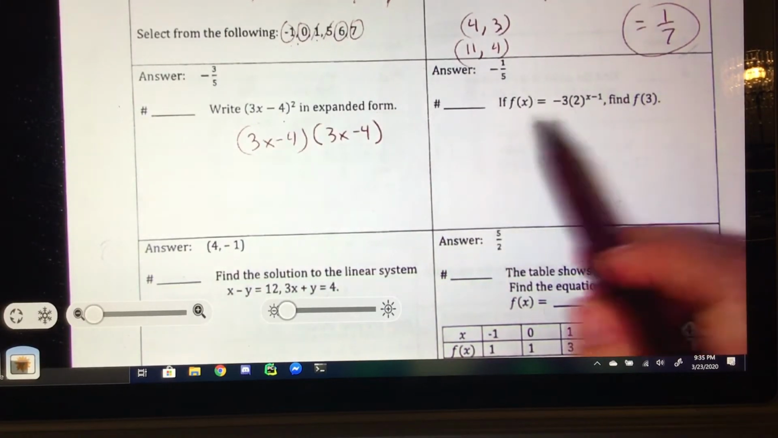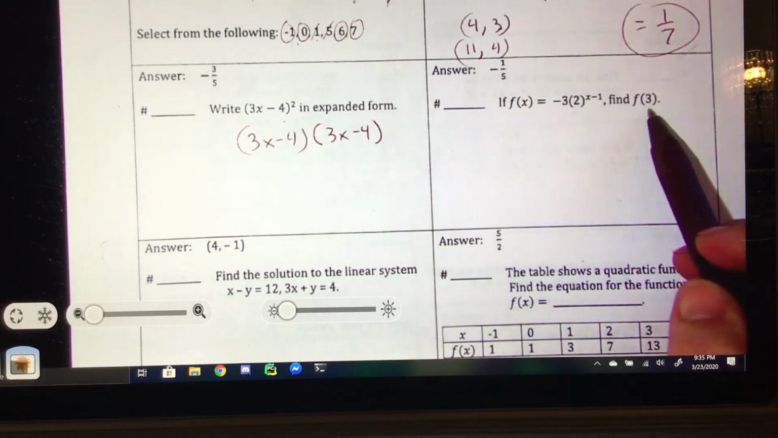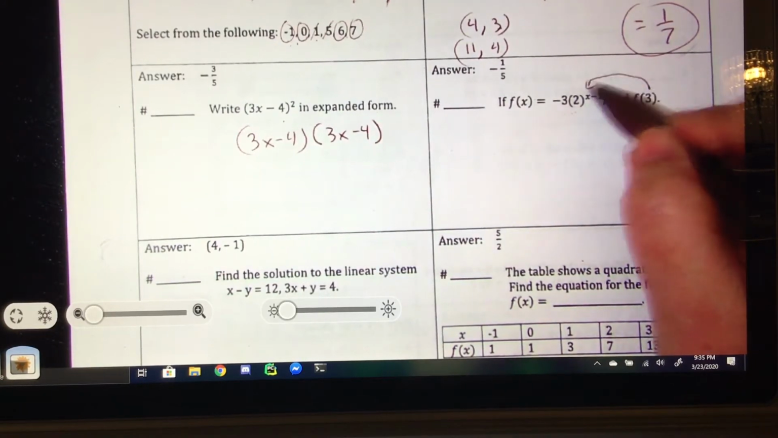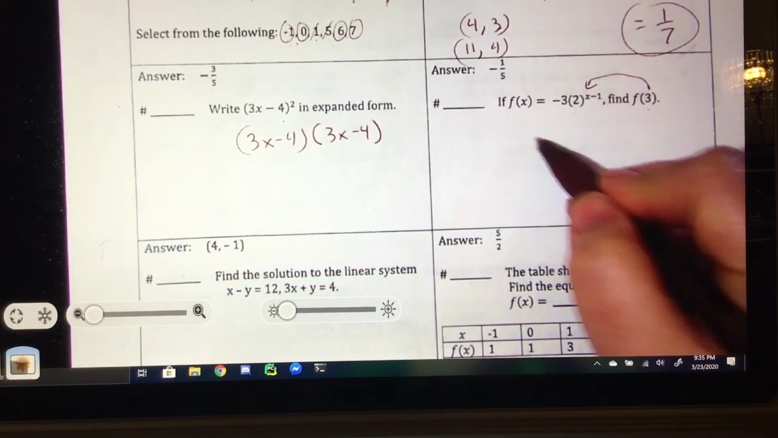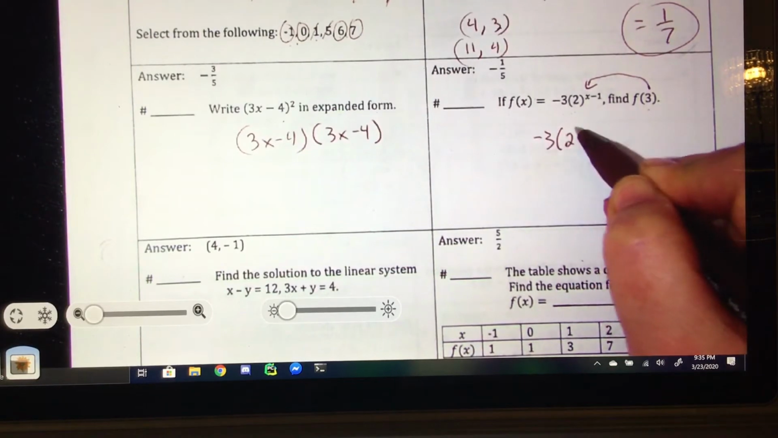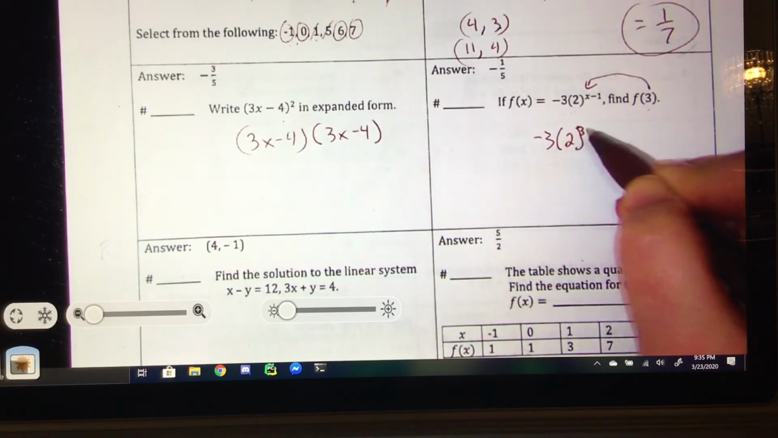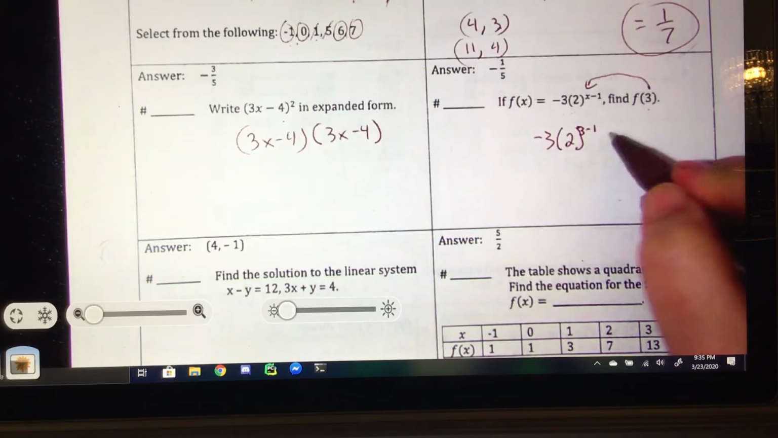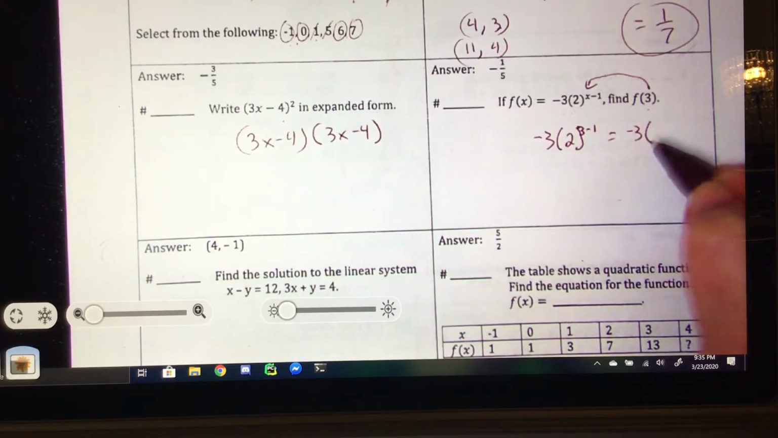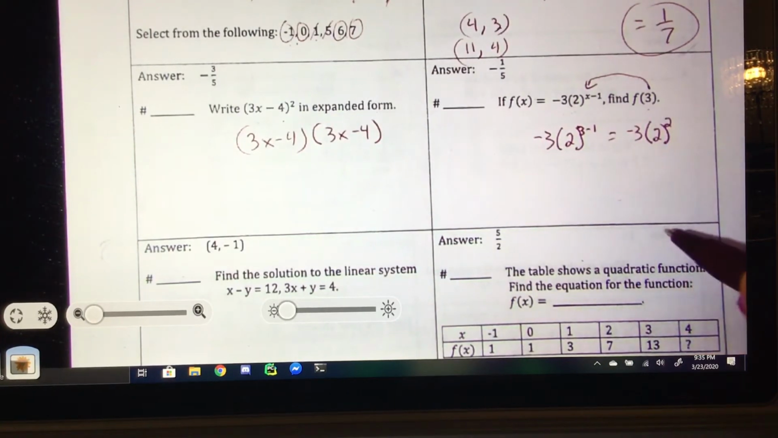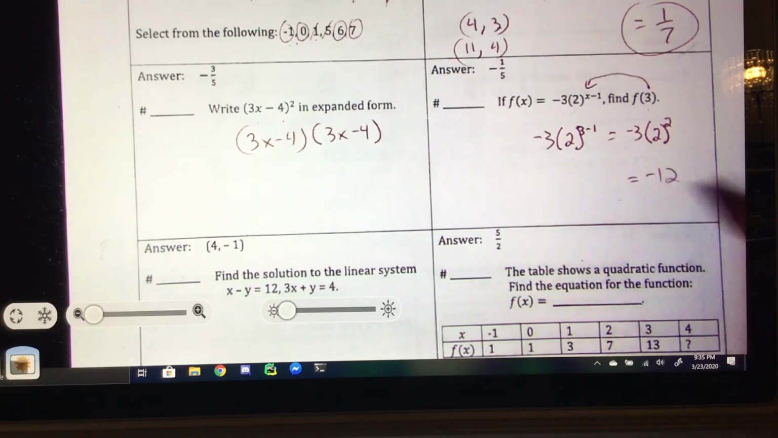Next one, if f of x is this, find f of 3. Again, just plug 3 in for x. So you'd have -3 times 2 to the 3 minus 1, which equals -3 times 2 squared. And that equals -12.